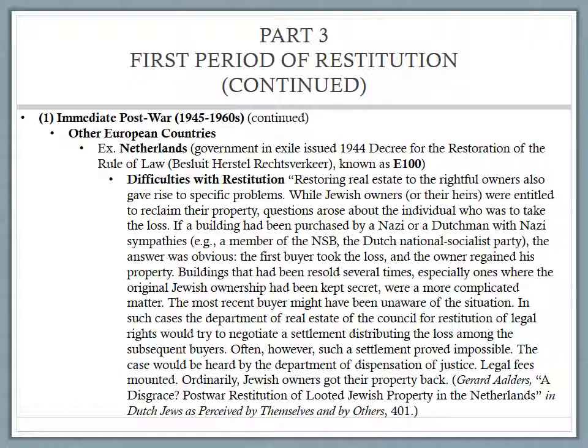The first buyer took the loss, and the owner regained his property. Buildings that had been resold several times, especially ones where the original Jewish ownership had been kept secret, were a more complicated matter. The most recent buyer might have been unaware of the situation. In such cases, the Department of Real Estate of the Council for Restitution of Legal Rights would try to negotiate a settlement distributing the loss among the subsequent buyers. Often, however, such a settlement proved impossible.